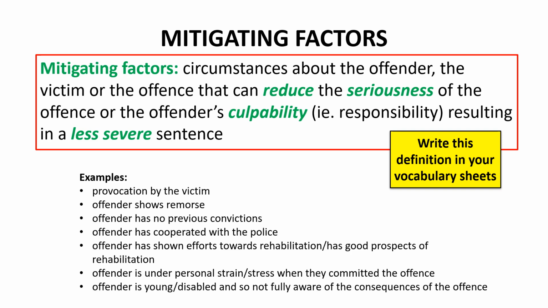It will be a mitigating factor if the offender shows remorse, for example, as where in a case of reckless driving causing serious injury, the offender stops the car once they realise they have hit the victim and they get out and try to help the victim. It will be a mitigating factor if the offender has no previous criminal convictions, that is, they don't have a criminal record, or if the offender has cooperated with the police.